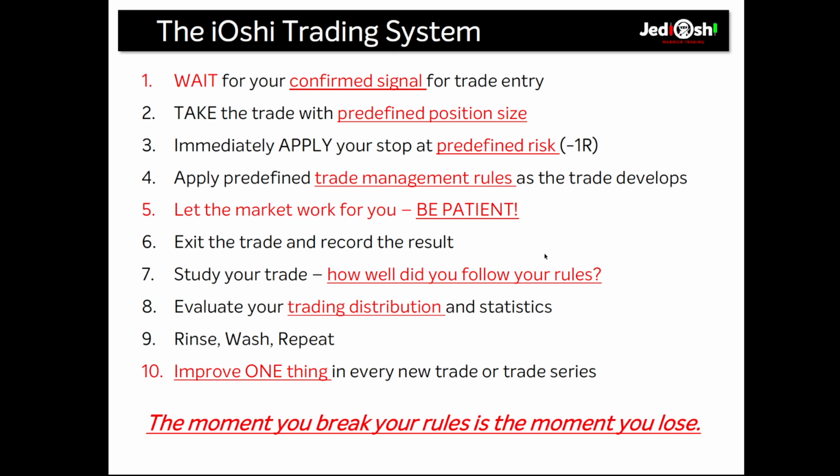Over time, you will find that this is the path to being consistently profitable in your trades. This is how the pros do it. They trade on a distribution of trades. They follow the rules. They don't break the rules. They have the rules for a reason. They enter on a confirmed signal. They have predefined position sizes, predefined risk. They work through their rules on trade management, and they're patient. This is how the pros are pros, guys. But it's not rocket science.